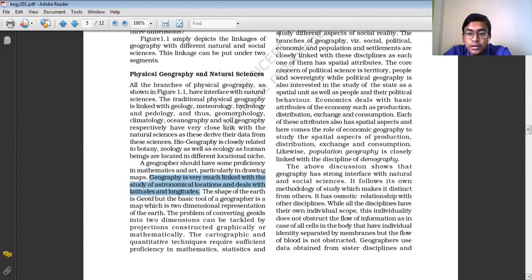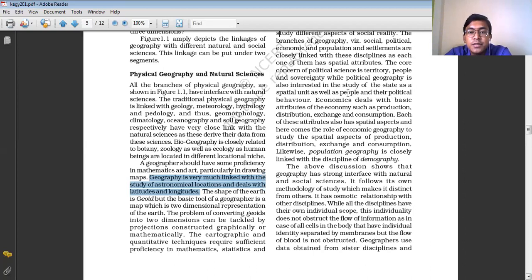So in the same way, geography is also linked with the social science subjects. So see here, each social science, which is sketched in figure 1.1, is linked with geography actually, like the branches of geography, like historical geography, political geography, and all. They are linked with sociology, they are linked with political science, they are linked with demography, they are linked with history and all.